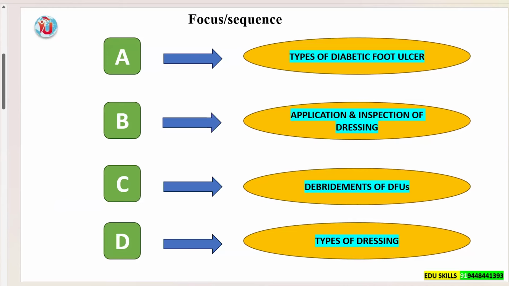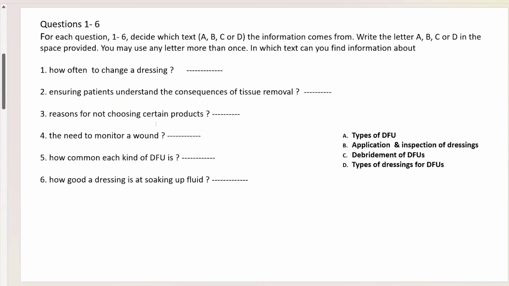Now, on the side of your paper, you can just write: types of diabetic foot ulcer, put an arrow mark, application and inspection of dressing, then text C, debridement of diabetic foot ulcer, and text D is types of dressing. The use of understanding and remembering all these is that when you read the questions, you don't have to go back and read the text if you know the focus, for questions 1 to 6. Now we will move to questions 1 to 6.